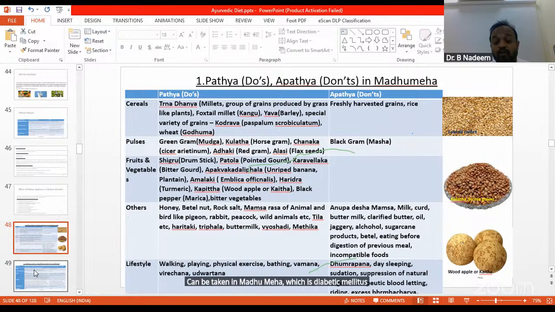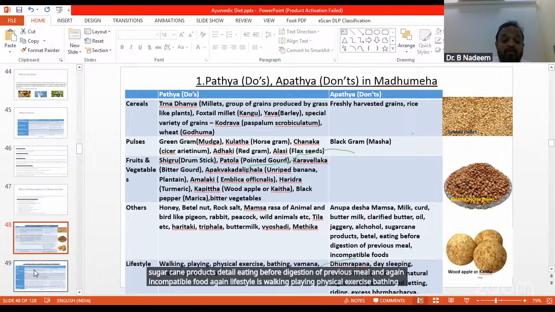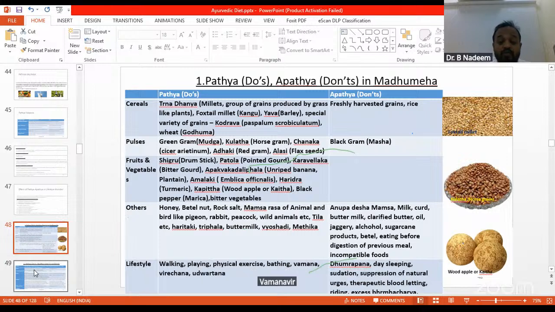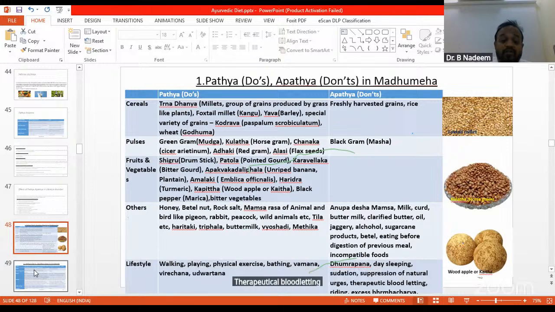And then we should avoid anupadesha mamsa, milk, curd, buttermilk, butter, oil, jaggery, alcohol, sugarcane products, betel, eating before digestion of the previous meal, and again incompatible food. As for lifestyle: walking, playing, physical exercise, bathing, Vamana, Virechana, Udvartana. These are the Ayurvedic procedures, Vamana, Virechana, and Udvartana. Then again, Dhumrapana should be avoided, day sleeping, sedation, suppression of natural urges, therapeutic bloodletting, riding, and excessive brahmacharya.